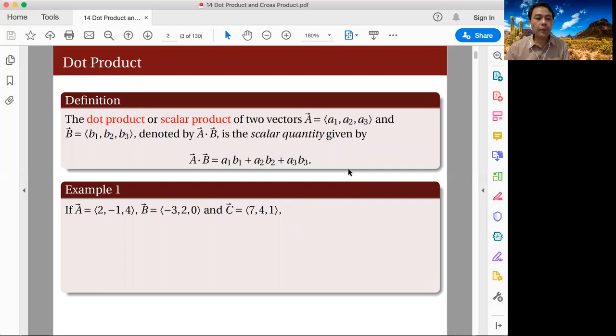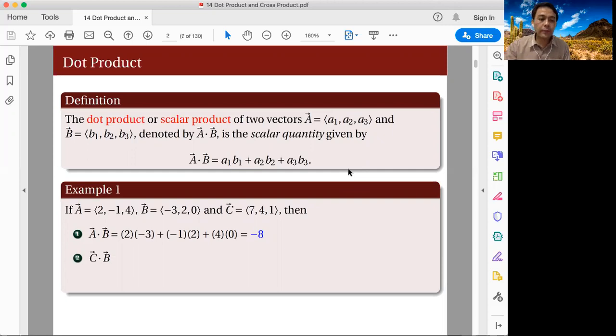For example, suppose that we have these three vectors A, B, and C. So what is the dot product of A and B? So we get the product of the first components of A and B. So that would be 2 times negative 3. And then the product of negative 1 and 2. And then the product of the third components, 4 and 0. And then we multiply them, and then we add, and we get the value negative 8.